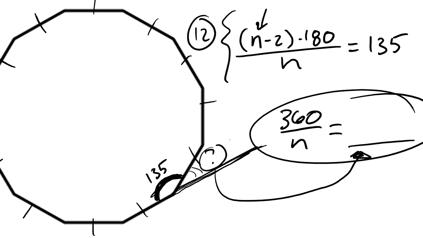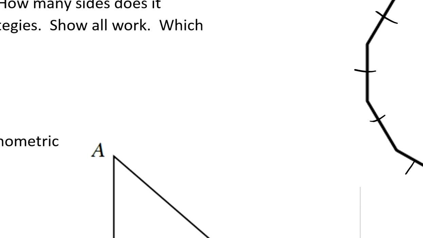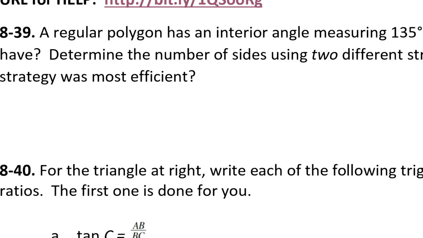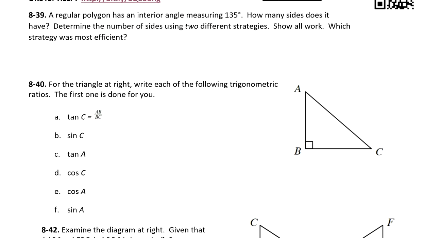So anyways, how many sides does it have? You know that when you plug in n here, you should get 135, and also 360 divided by n should give you whatever this particular angle is. So that's the first problem. The next problem, by the way, it's not done. Those are just little assistants.